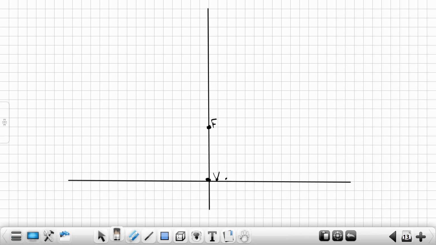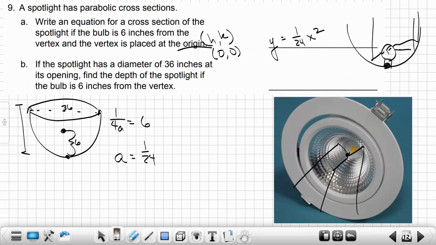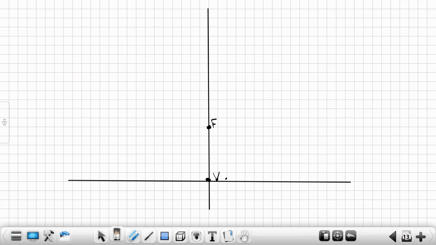18 squared. So, 1 over 24 times 18 squared. I'll use my super advanced calculator. And we get 324 over 24. And we get 13.5 inches deep. So that's the depth.